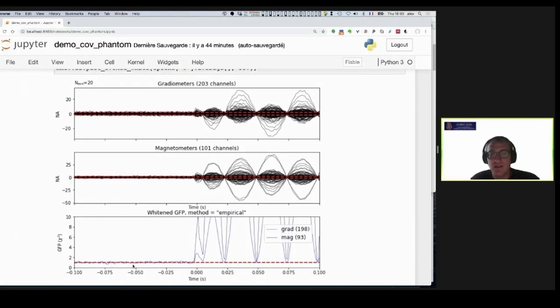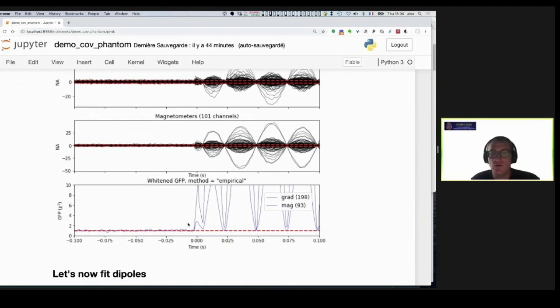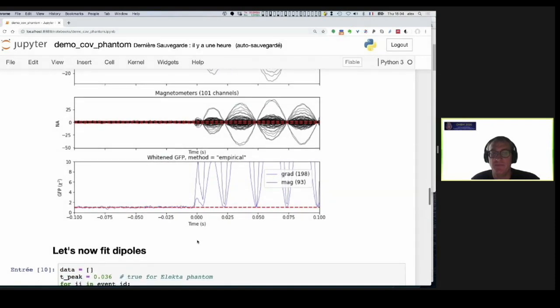What you see is that after you whiten the data, your whitened global field power is around 1, which is exactly what you anticipated and what you hoped for. Okay, and then you see that the signal goes stronger when you have the dipoles that are active. So this is really something that you should look for in your data to make sure that your scaling and normalization of the data has been done properly.